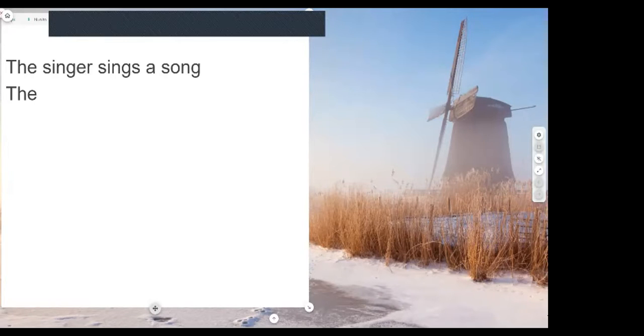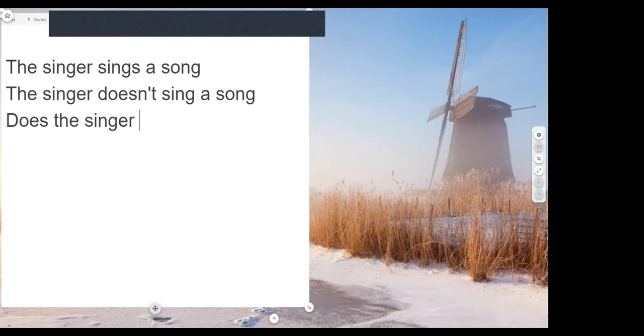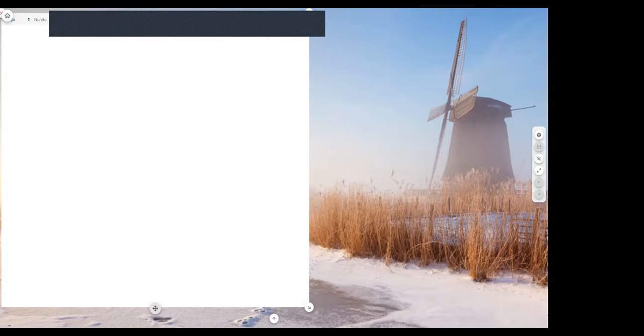Okay. The negative. The singer doesn't sing a song. Perfect question. Does the singer sing a song? Perfect. Does the singer sing a song? Sí. El cantante canta una canción. El cantante no canta una canción. ¿Canta el cantante una canción? Okay. Good. Excellent.